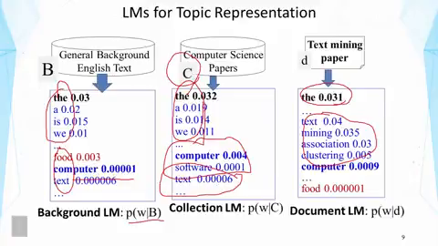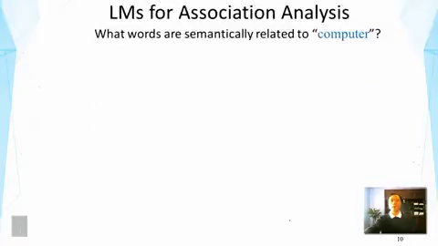So this means, again, based on different text data, we can have a different model, and the model captures the topic. So we call this the document language model, and we call this the collection language model. And later you will see how they're used in the retrieval function. But now let's look at another use of this model. Can we statistically find what words are semantically related to computer?